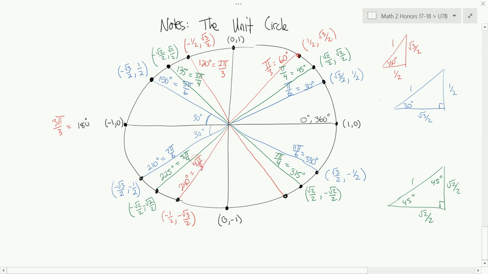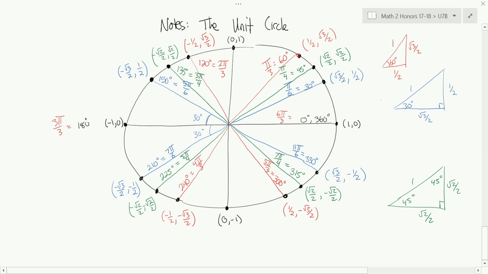One more quadrant. Reflect that point one more time. Get positive 1/2, negative root 3 over 2. And if we go back 60 degrees from 360, we're at 300. And how about the radians here? What are we going to get? 5 pi over 3. All right.